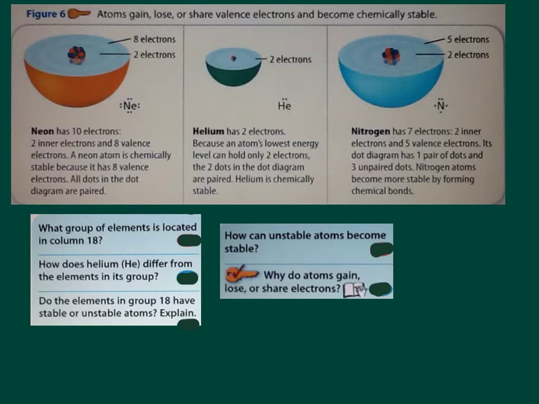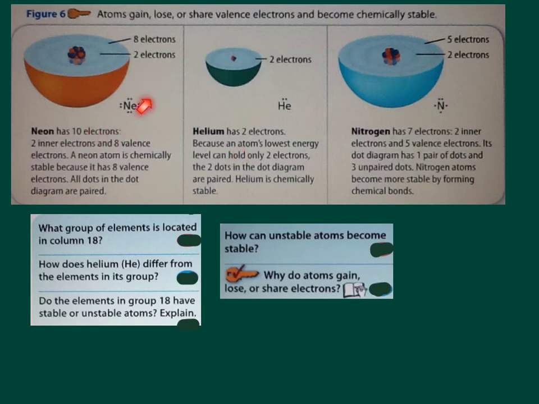Noble gases. The elements in group 18 are called noble gases. With the exception of helium, noble gases have 8 valence electrons and are chemically stable. Chemically stable atoms do not easily react or form bonds with other atoms. The electron structures of 2 noble gases, neon and helium, are shown in figure 6. Notice that all dots are paired in the dot diagrams of these atoms.